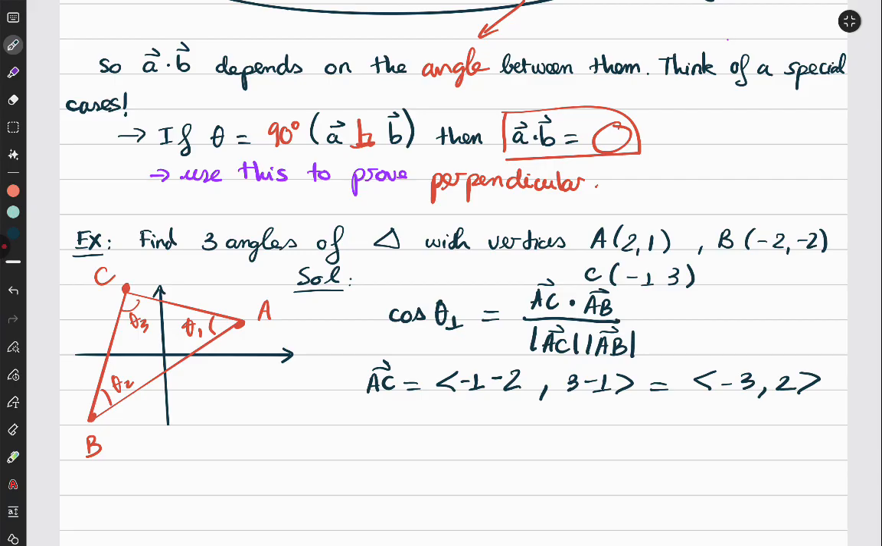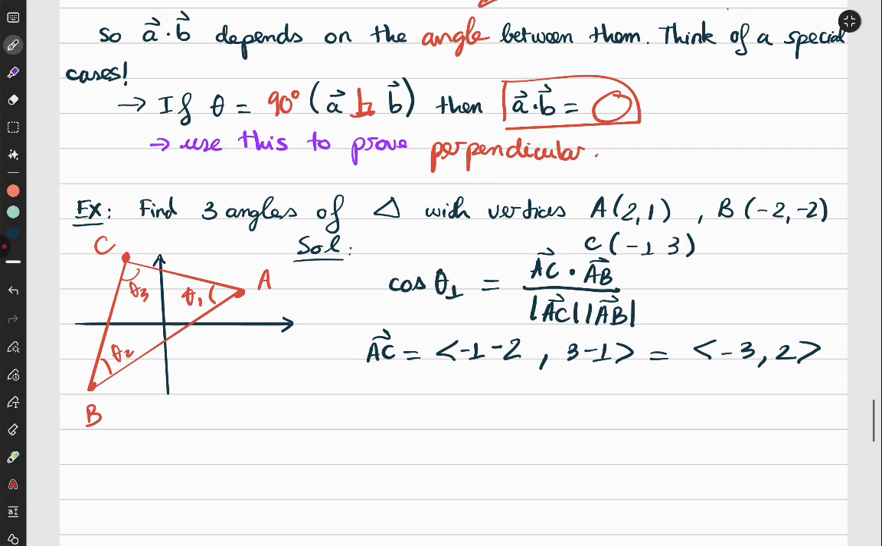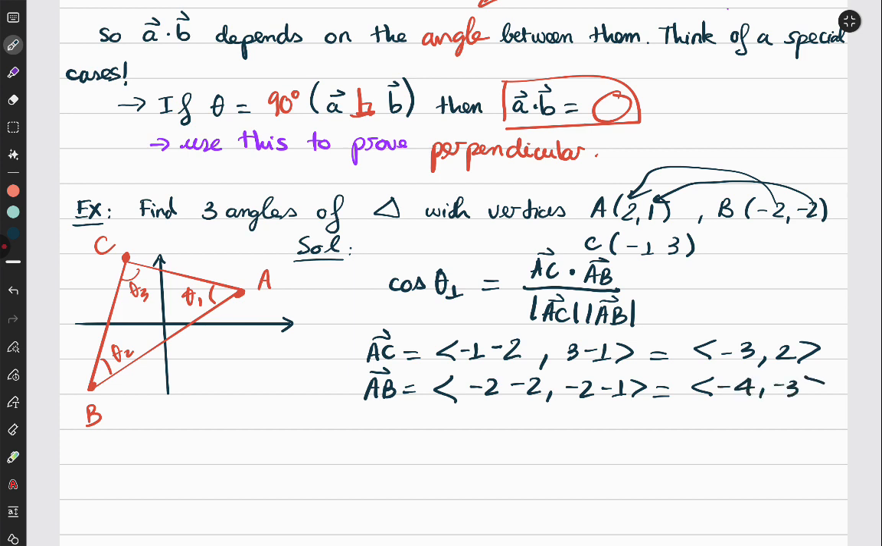Remember how we develop a vector between 2 points? The later point subtracts the previous point, component by component. AB is -2 minus 2, -2 minus 1. Technically this subtract this, this subtract this. So -4, -3. Okay, so I have 2 vectors.